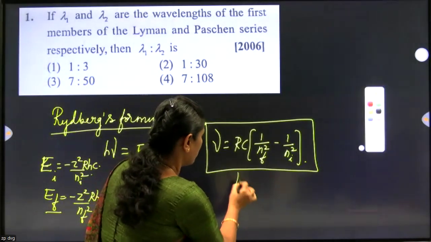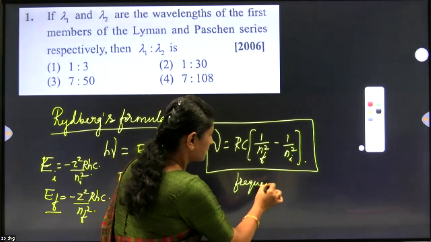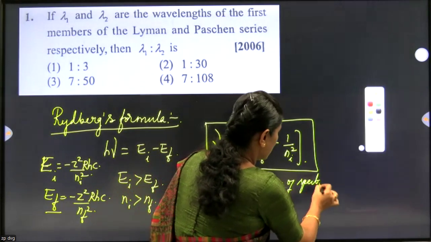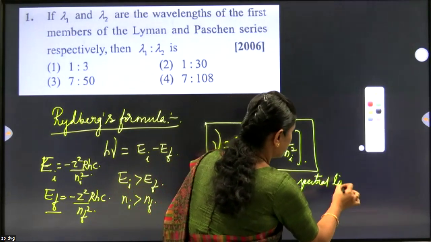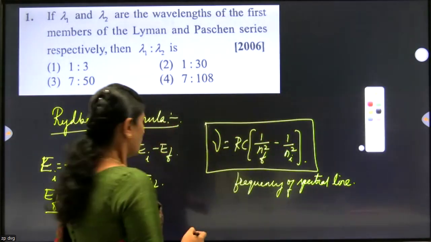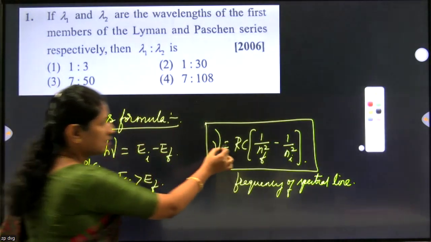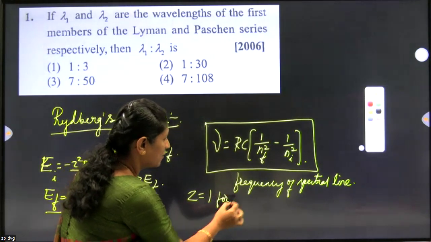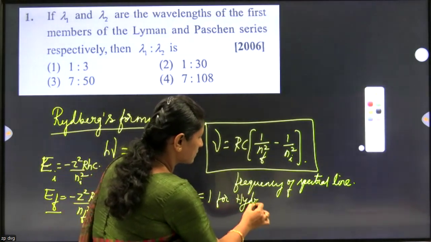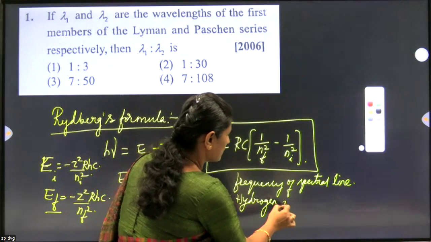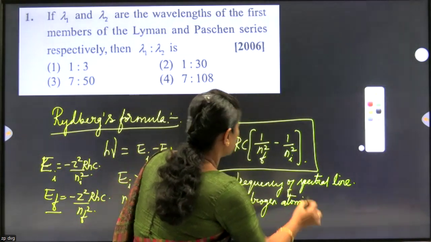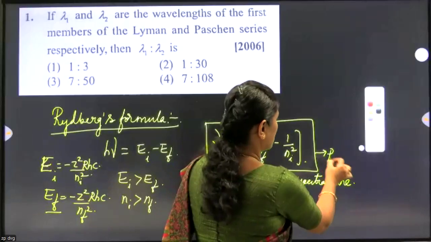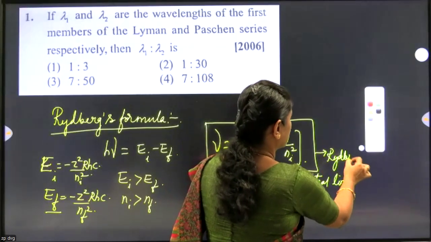This is the frequency of the emitted photon, that means the emitted spectral line. This gives the frequency of the spectral line. This is RC because Z is equal to 1 for a hydrogen atom. This is known as Rydberg's formula.